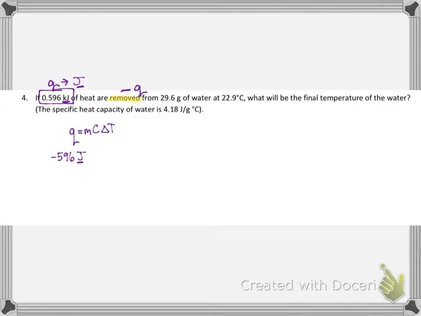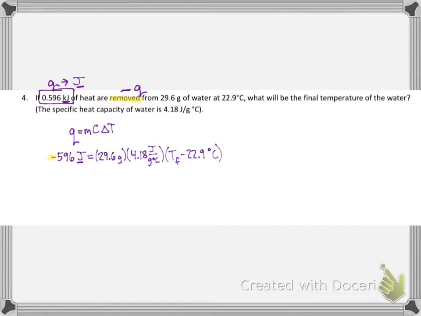Now the glorious thing is you don't actually have to show the conversion from kilojoules to joules. It's totally considered acceptable to just do that in your head. But make sure you are showing that it is a negative 596 joules because the energy was removed. It was lost by the system, in this case, the water. But after that, it's just plug and solve for T final.